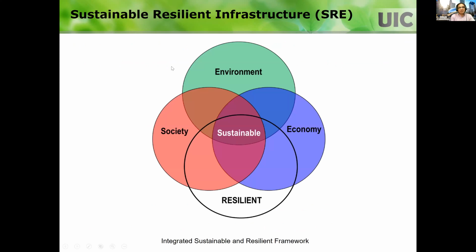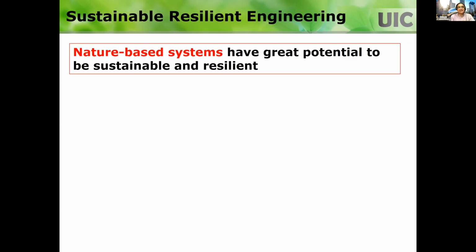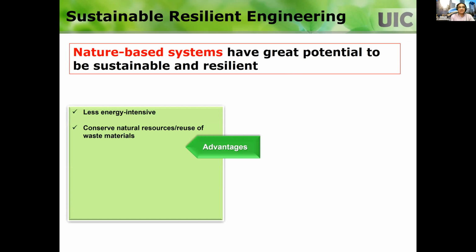Now, ideally, the triple bottom line is the sustainability, but we need to also think about resiliency in the short term. We should be looking at sustainable and resilient, because we're going to feel the climate change impacts for a while. So we need to be looking at both sustainability and resiliency. And then we should be thinking about nature-based systems, which have more potential to be sustainable and resilient. These nature-based solutions need less energy, consume fewer natural resources, reduce pollution, and are adaptable, resilient, cost-effective, and socially acceptable.